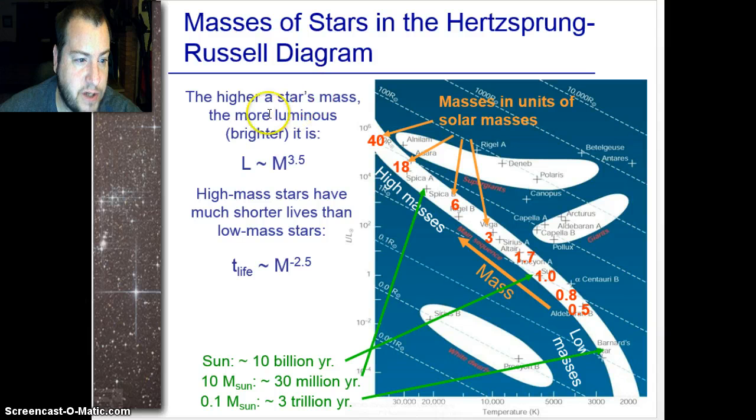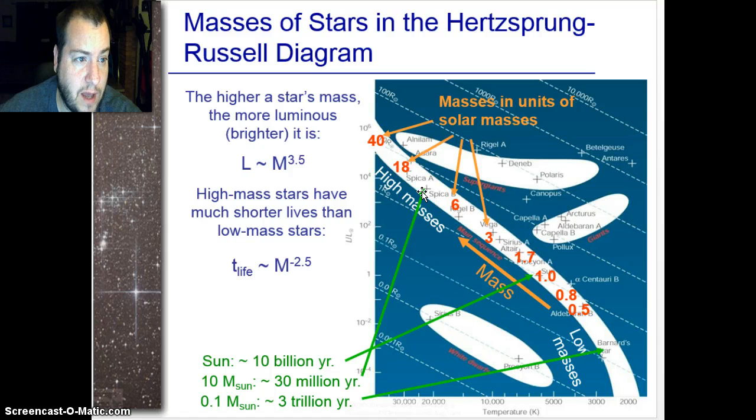Now remember, the higher a star's mass, the more luminous or brighter it is. Therefore, we can use the HR diagram to put down masses of stars. High mass stars have much shorter lives than low mass stars, so these blue giants burn out really quickly. If you look at this star compared to our sun, our sun is going to have a lifetime of about 10 billion years. This is only 30 million years.